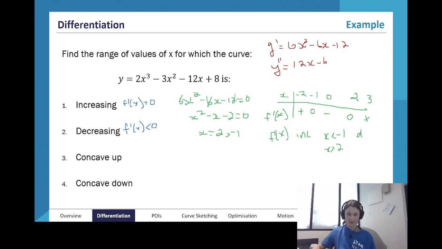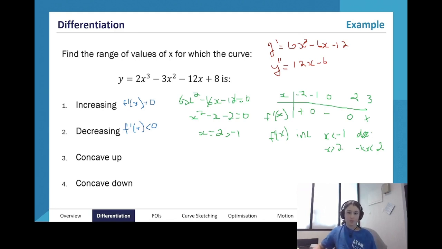And then the function is going to be decreasing for the interval between negative 1 and 2. So the inequality signs that I'm using here are strict inequality signs, which means they're just less than, greater than, they don't have the equal to component as well. And that's because at the limits that we're using, negative 1 and 2, the function actually isn't increasing or decreasing, it has a gradient of 0. So that's why we're using those signs instead.